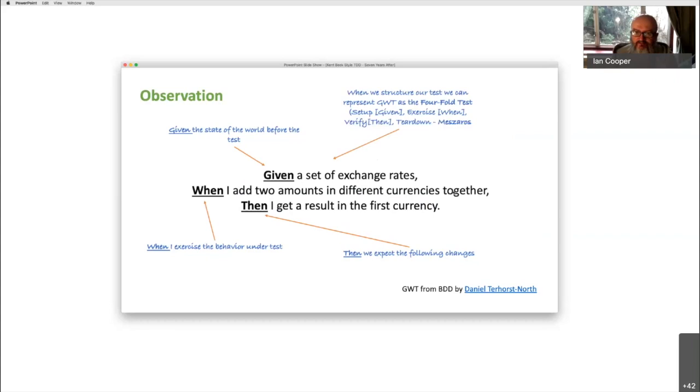It's the same as a fourfold test, which is set up, given; exercise, when; verify, then; and tear down. So: set up, exercise, verify, and tear down, which has been encoded into xUnit tools since the dawn of time. And it's the same as arrange, act, and assert, which has the same set of principles. Testing is about expressing a behavior and then writing tests, the smallest piece of code we can, to move from where we are towards implementing that behavior.